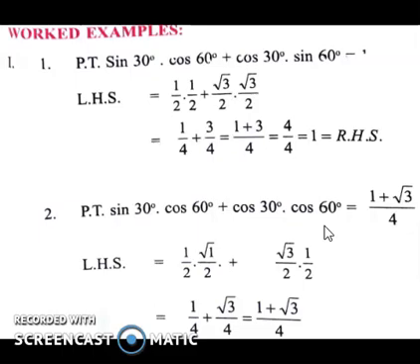Now here also follow the same step. Substitute the values of sin 30 degree, cos 60 degree, cos 30 degree and cos 60 degree. Simplify their values. Substitute and simplify their values. You will get the required answer.